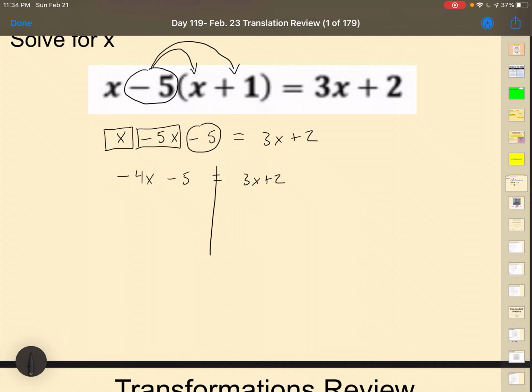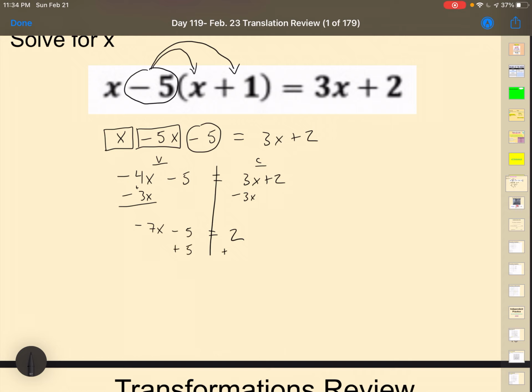And then now I want to move my variables to the left, constants to the right. So I'm going to subtract 3x from both sides. I'm going to get negative 7x. Remember, two negatives means you're adding the numbers and keeping the sign, so I kept the sign negative. And then add the numbers. 4x plus 3x gives me 7x. Minus 5 equals 2. And then I'm moving the constant over.